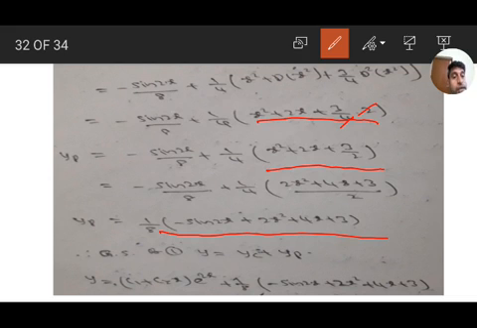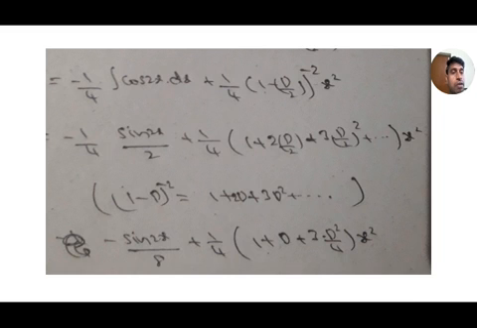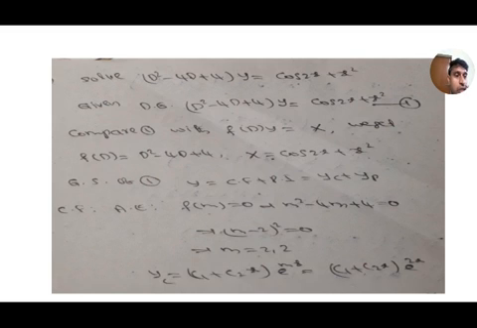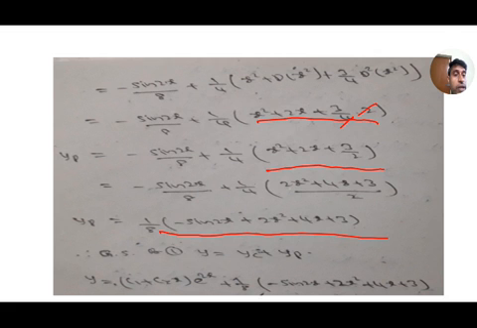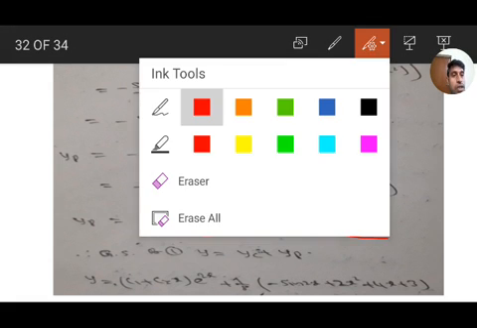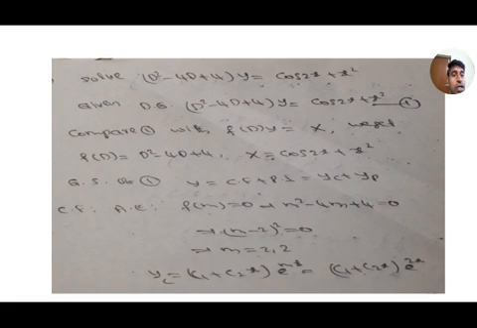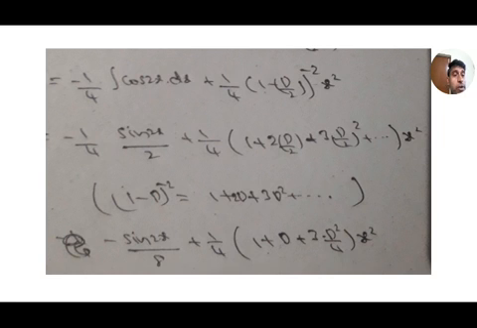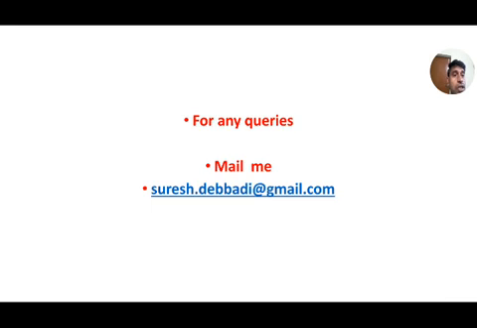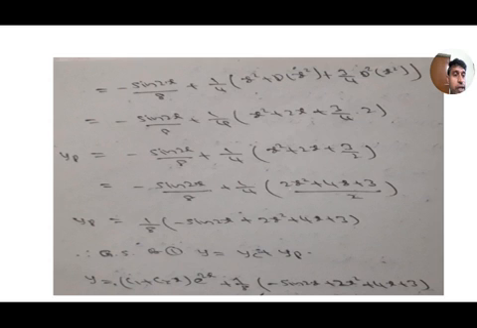So the general solution is yc plus yp, that is y equal to c1 plus c2x e to the power of 2x plus 1 by 8 minus sin 2x plus 2x square plus 4x plus 3. Okay, it is the solution. Here we got the complementary function c1 plus c2x e to the power of 2x, and the particular integral 1 by 8 into minus sin 2x plus 2x square plus 4x plus 3, plus yc plus yp.